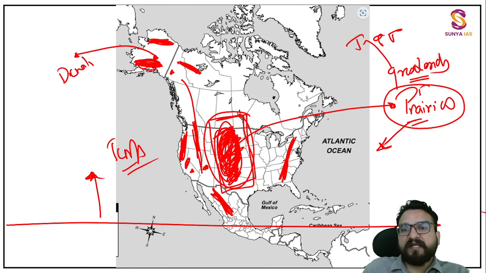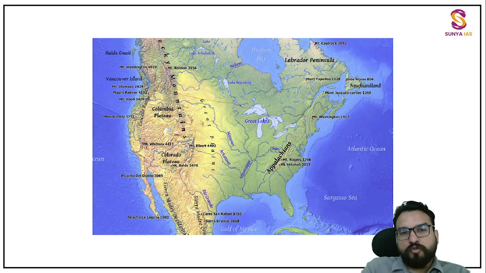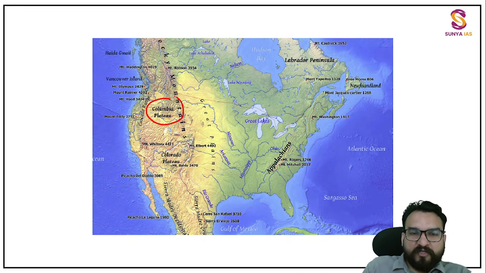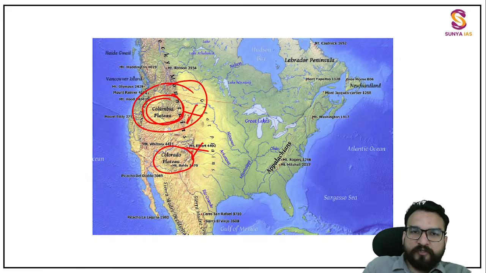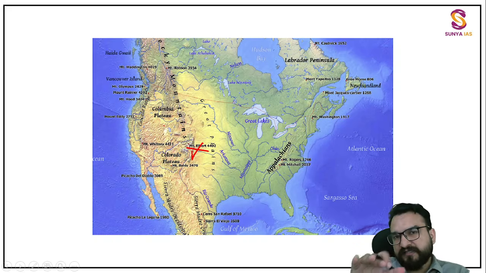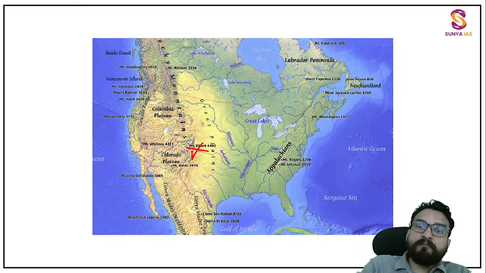These are temperate grasslands, not tropical grasslands. Keep in mind, right, guys? Also, over here you will be finding Columbia Plateau and Colorado Plateau. No need to learn right now. I'll be telling you at the right time. Okay, plateau: less than mountains, more than plains.